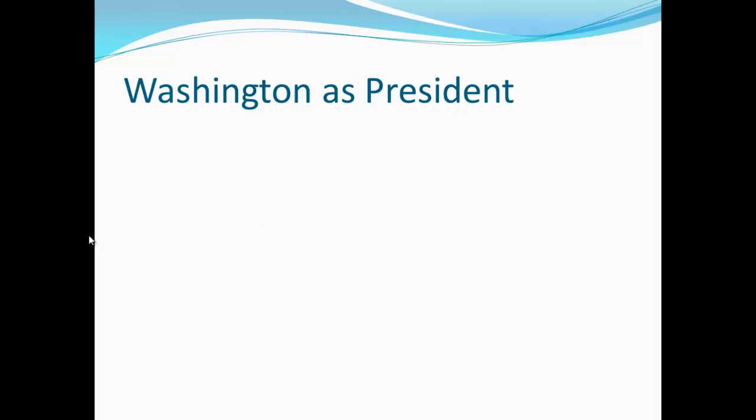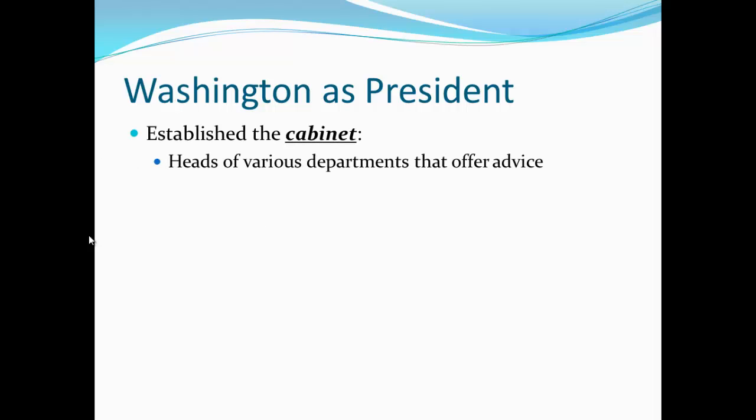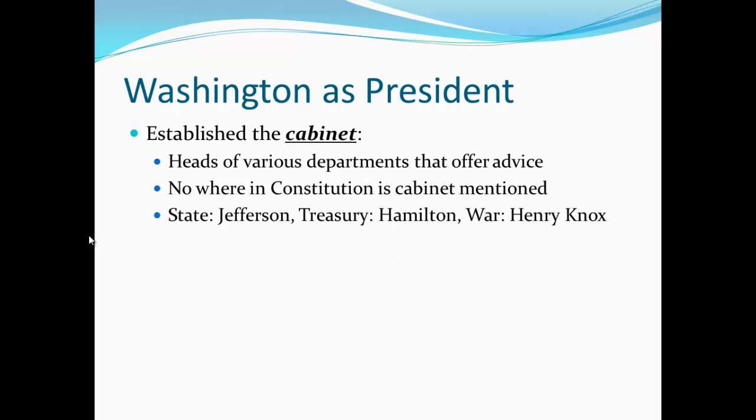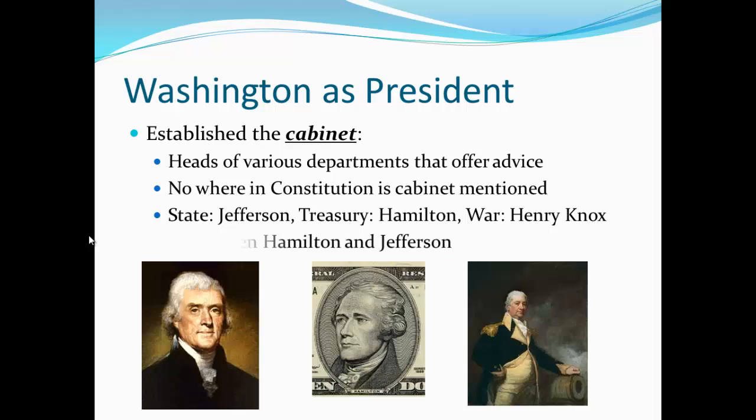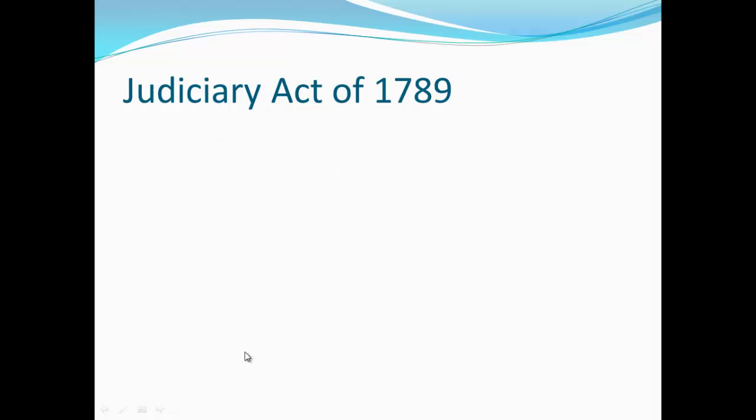Washington is the first president of the United States, and he establishes something called the cabinet. Nowhere in the Constitution is the cabinet found. The cabinet is made up of leaders of various departments that offer advice to Washington. Major cabinet members that you need to know, two of them in particular are going to fight with each other quite a bit: Secretary of State Thomas Jefferson, Secretary of Treasury Alexander Hamilton, and Secretary of War Henry Knox. The theme of Washington's cabinet is going to be a feud between these two men, most notably over the Bank of the United States.